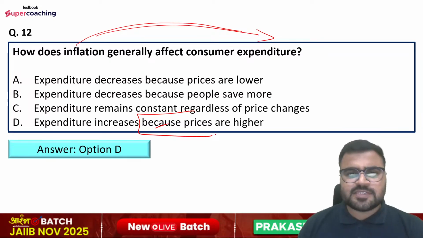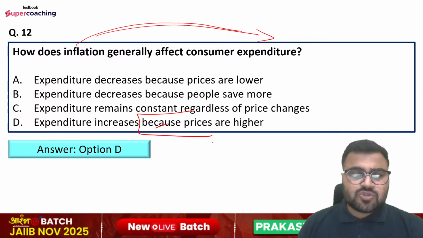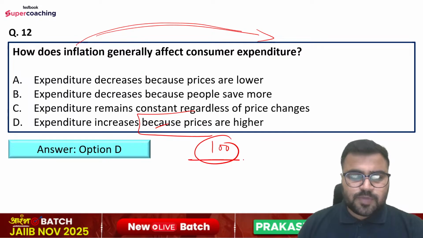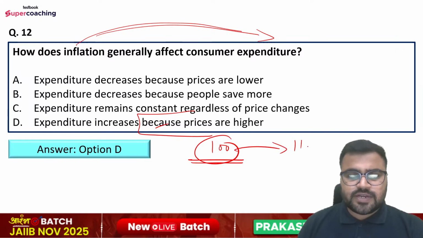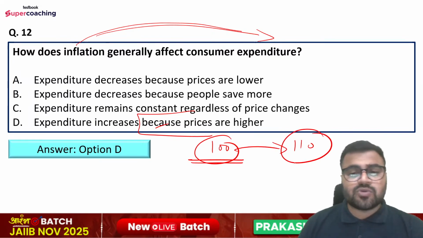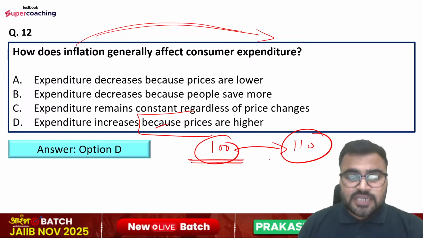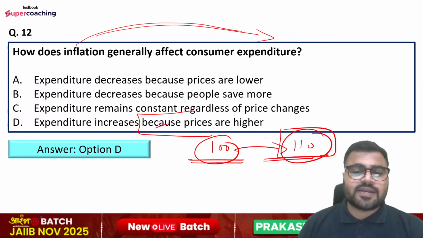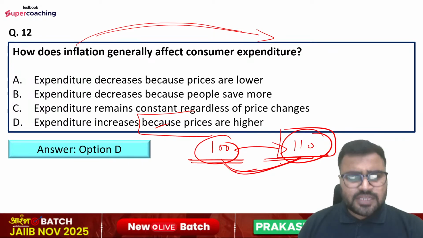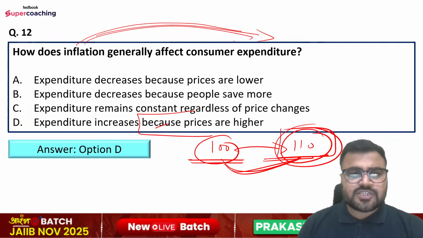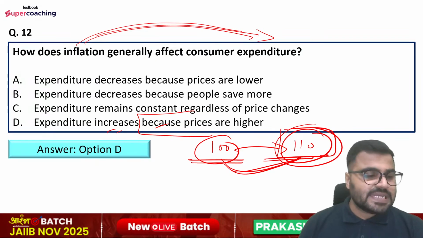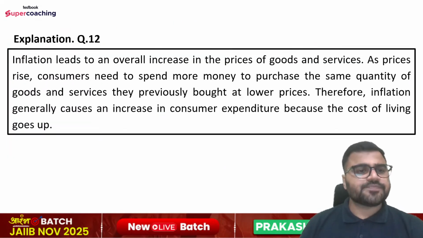Let's take an example. Suppose you are consuming a medicine. If earlier the price of the medicine is rupees 100, later on if it increases to 110 rupees, then in order to get the same quantity of medicine, now you need to spend rupees 110, which means now your expenditure is going up. So due to inflation, expenditure will increase here. Clear?